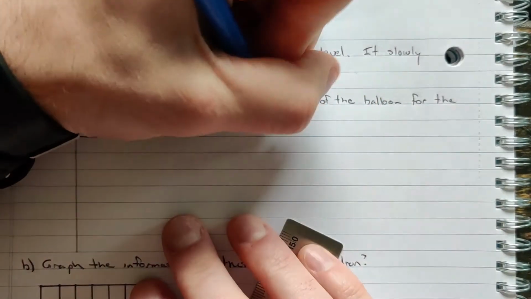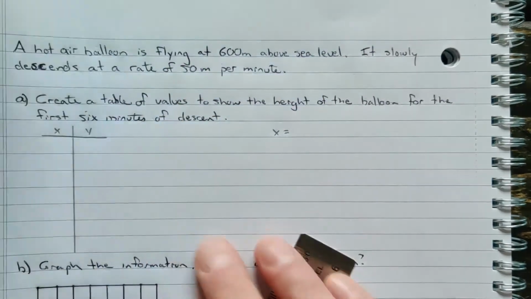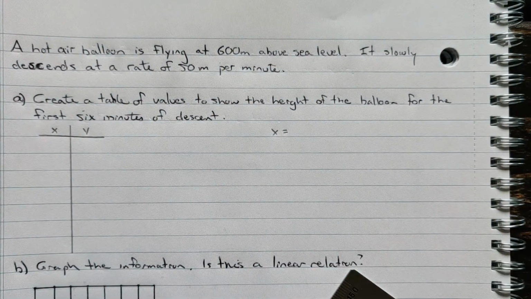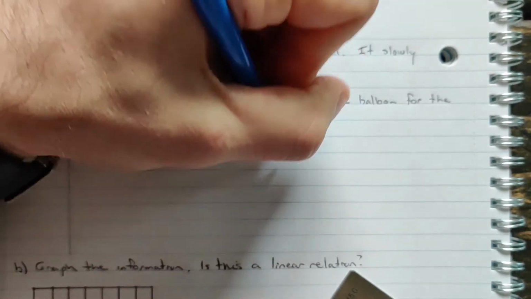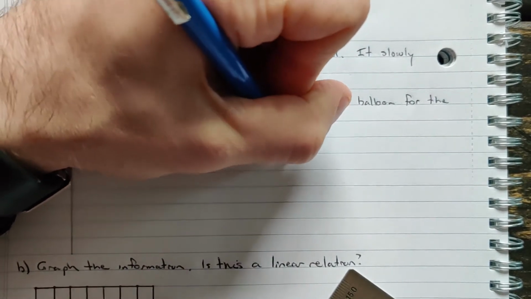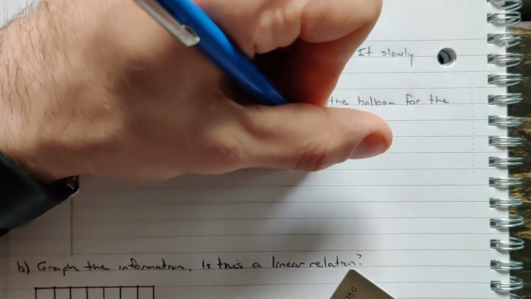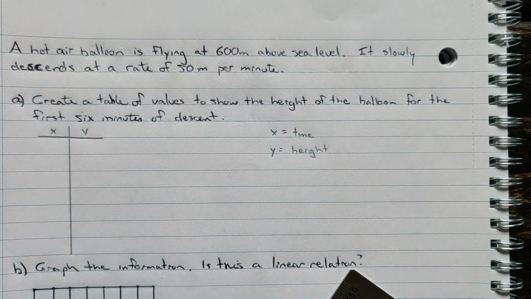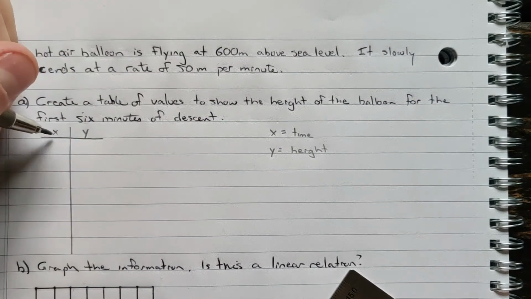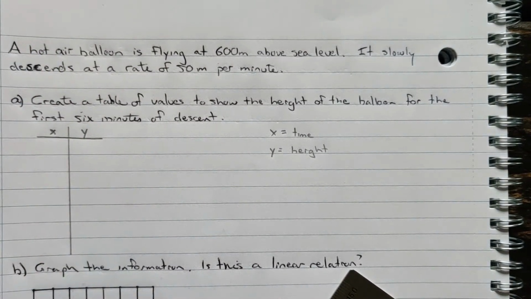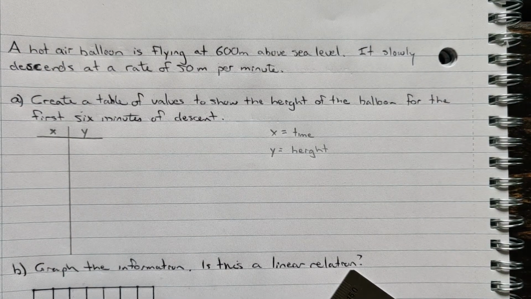Okay, and I'm just going to note over here, X equals the time, and Y equals the height. Okay, we could use T and H, but I think sticking with X and Y here initially is a better idea, just to give you guys a good understanding of the X and Y concept with these linear relations.